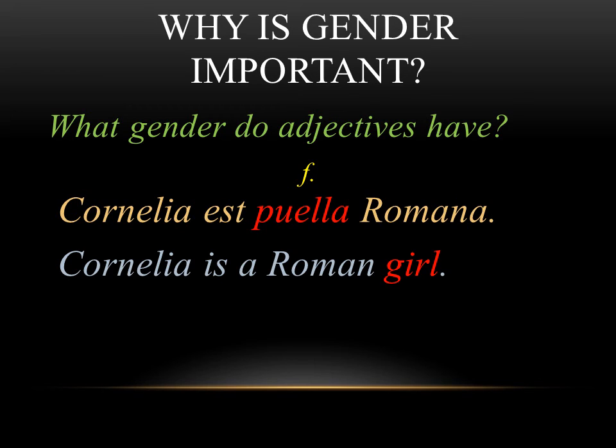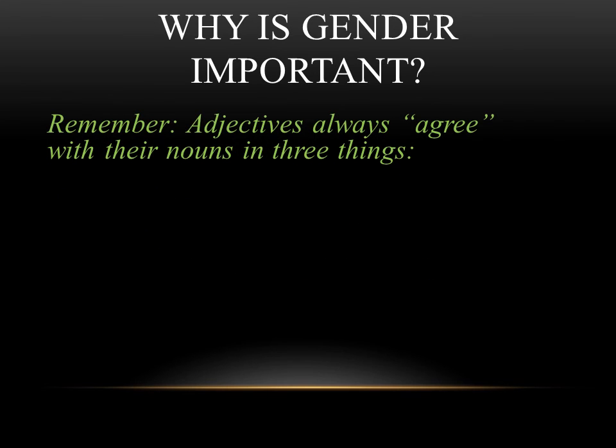But look at how Romana has been changed. Whereas before it was Romanus with a US, this word is now feminine. So instead of a US, it has an A on the end, which makes sense because it's now modifying a feminine noun in puella. So you want to remember that the rule is adjectives always agree with their nouns in 3 things. And those 3 things are case, number, and gender.